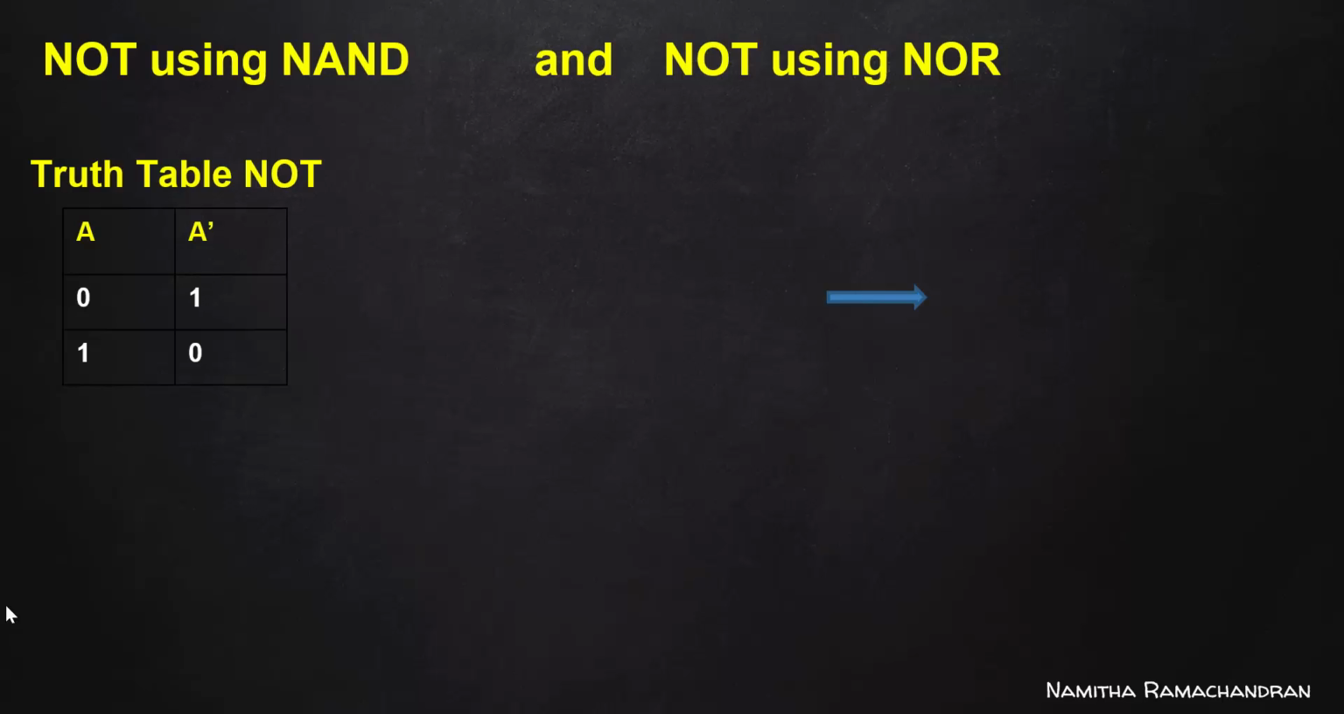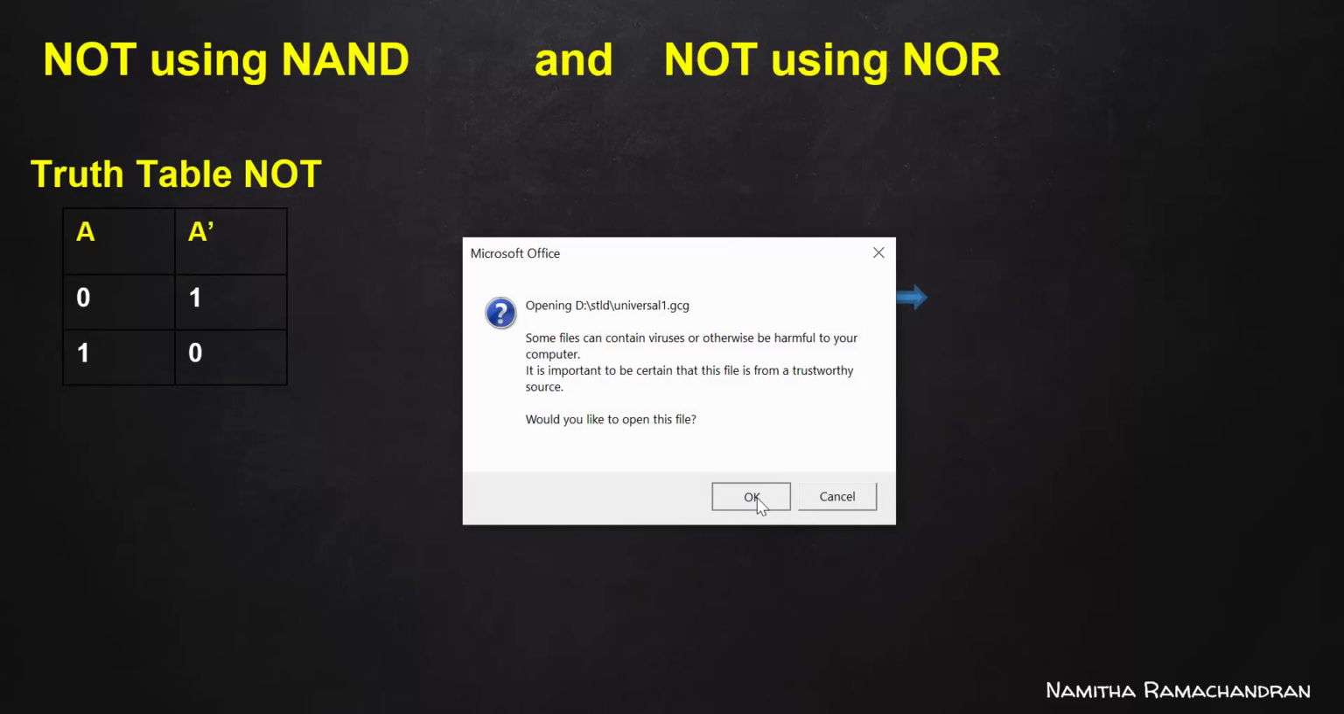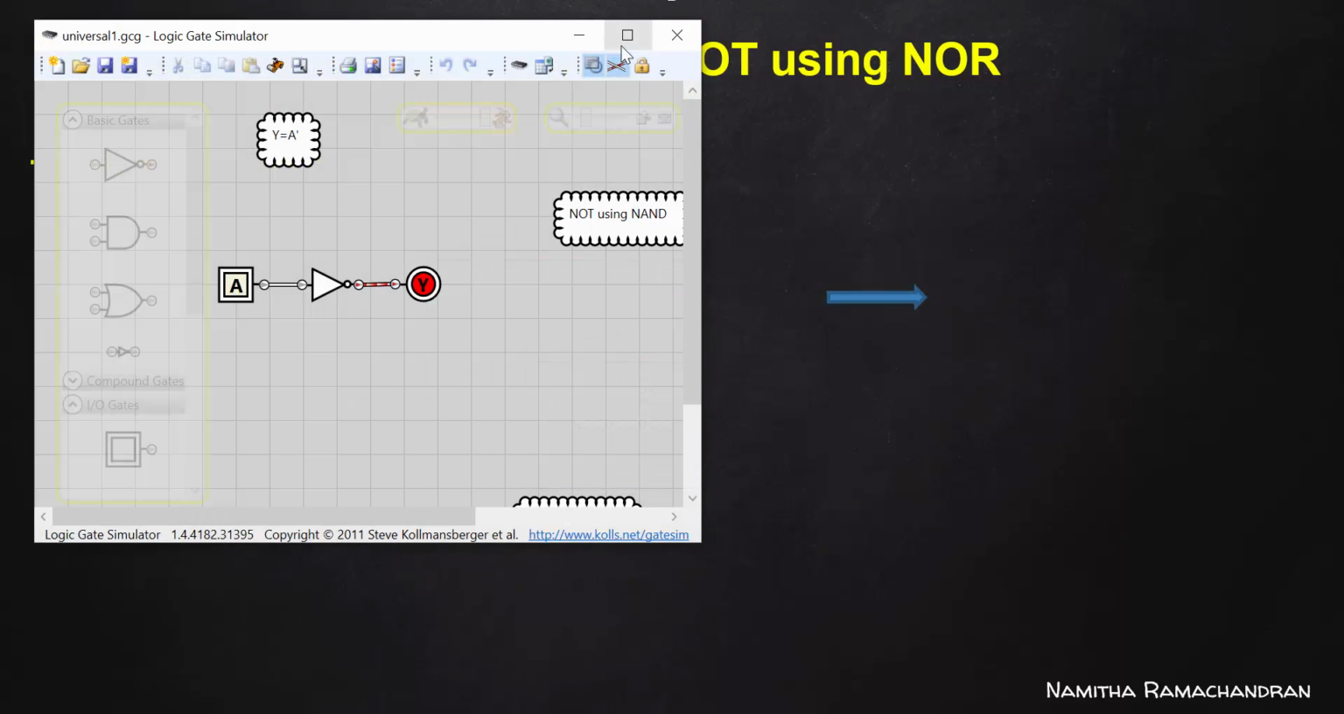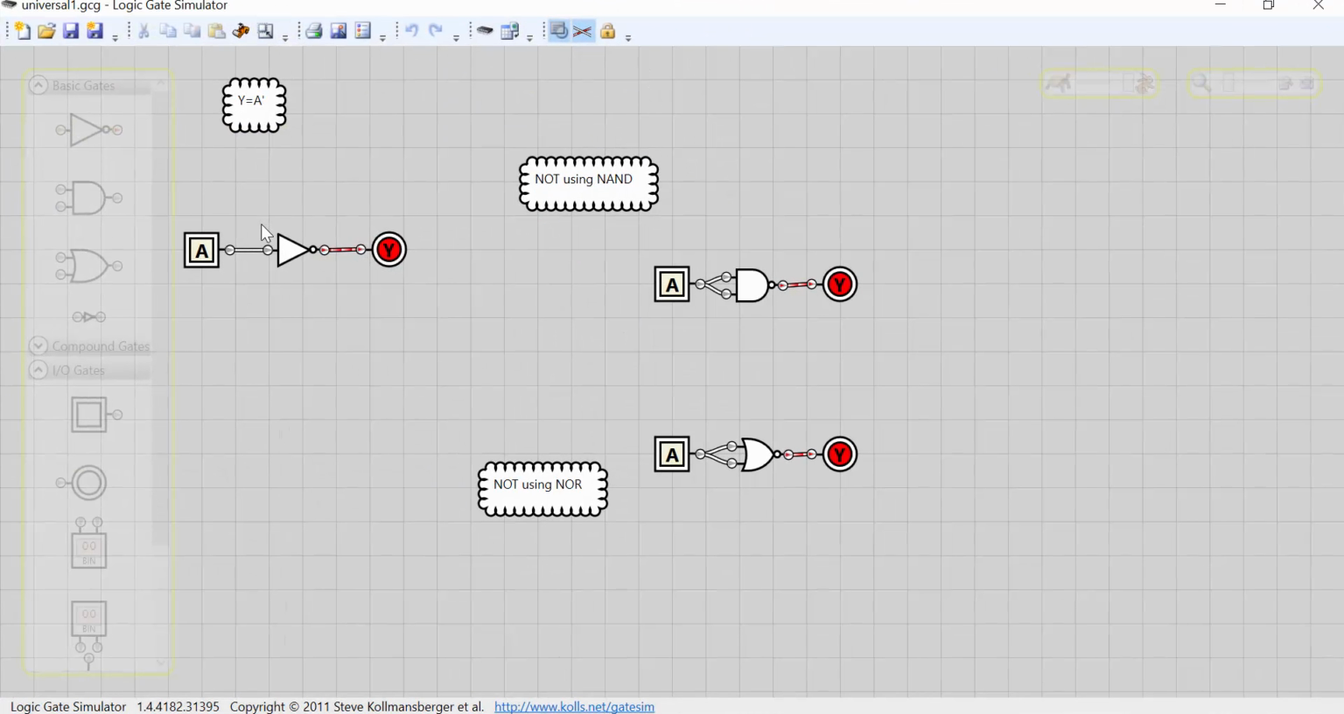Whatever value is applied to the input of this NOT gate, its output is the complemented form. So consider the simulation of NOT gate using NAND here. Similarly, NOR implementation for NOT gate. This is the logic diagram corresponding to the exact NOT gate. Whatever value is applied to its input side, its complement is available at output. 0 is applied here, output becomes 1. If 1 is applied here, output becomes 0.